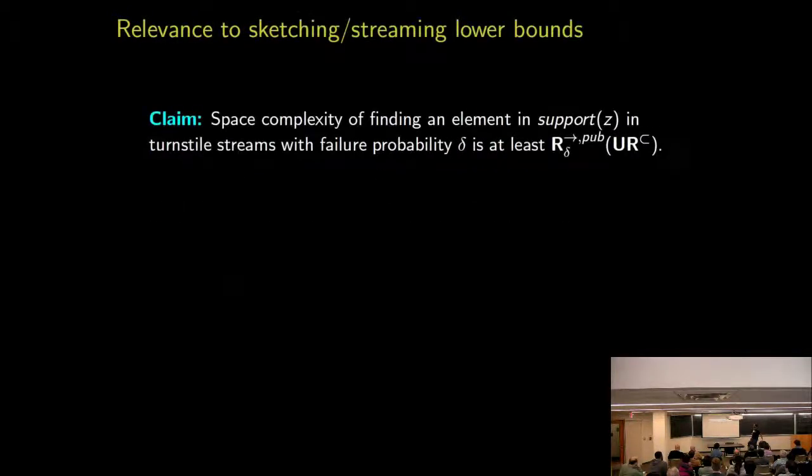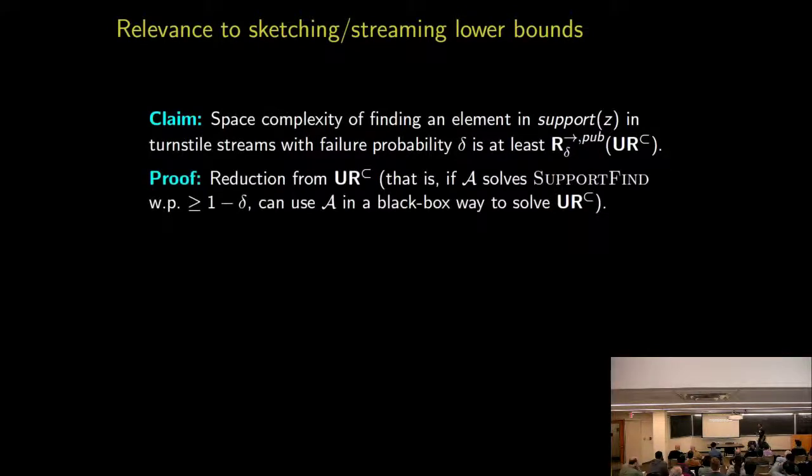Okay, good. So what does this have to do with the fruit game and SupportFind? Let me explain that, because if I don't get to actually prove the main theorem, I at least want to convey how everything fits together. So I claim that the space complexity of finding an element in this turnstile model in support Z with failure probability delta is at least the minimum communication cost required to solve universal relation in the model that I described. And why is that? I will show that if you had a really good solution to the fruit game problem, you could use it in a black box way to solve this communication problem. How do you do that?